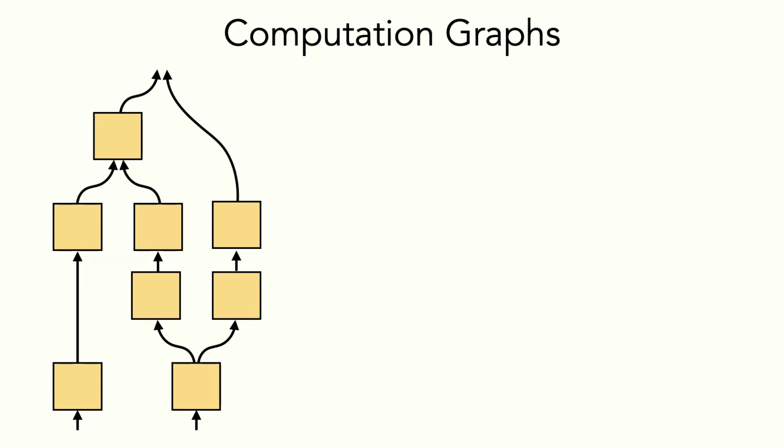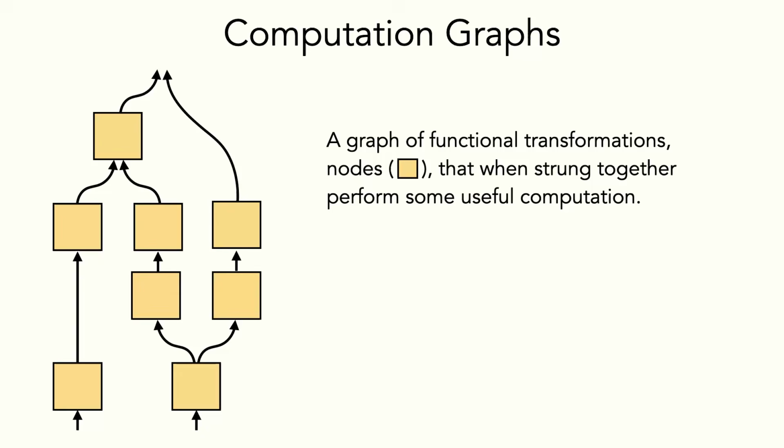Cool, so I'm gonna move on to talking about computation graphs. We're gonna try to move to thinking of this all from the perspective of differentiable programming. Essentially here, you're talking about a computation graph. This is something like a graph of different functional transformations. Each of those functional transformations is a node in the graph. And then when you string all of those together, you can perform some useful computation.